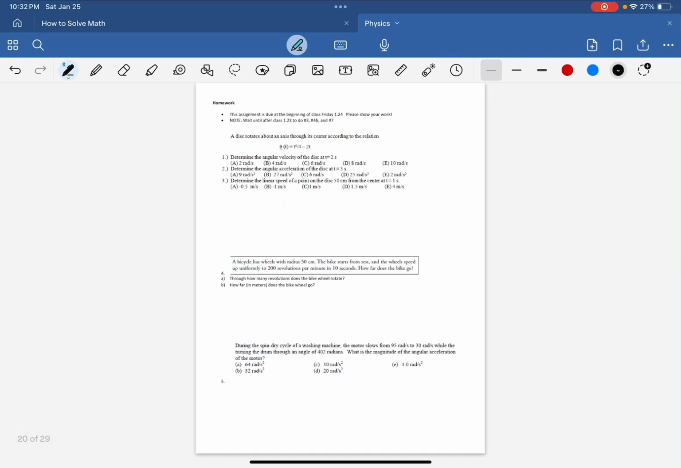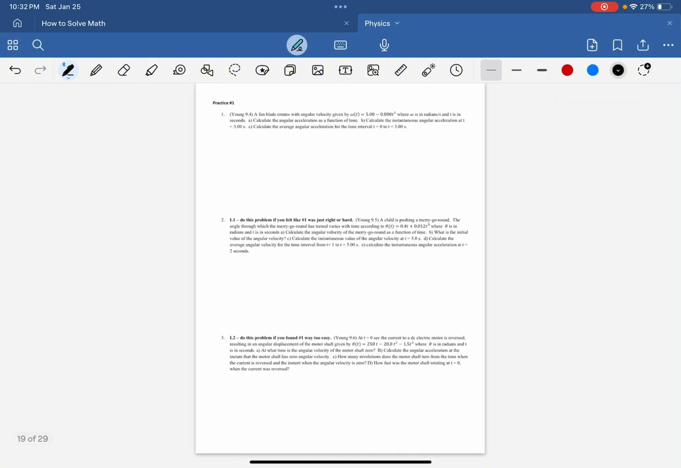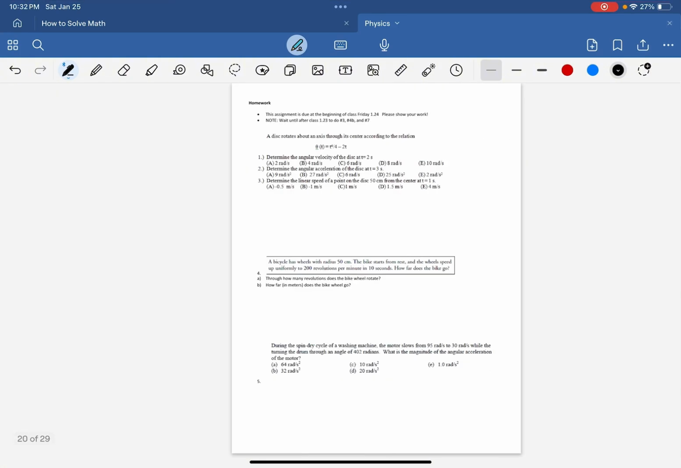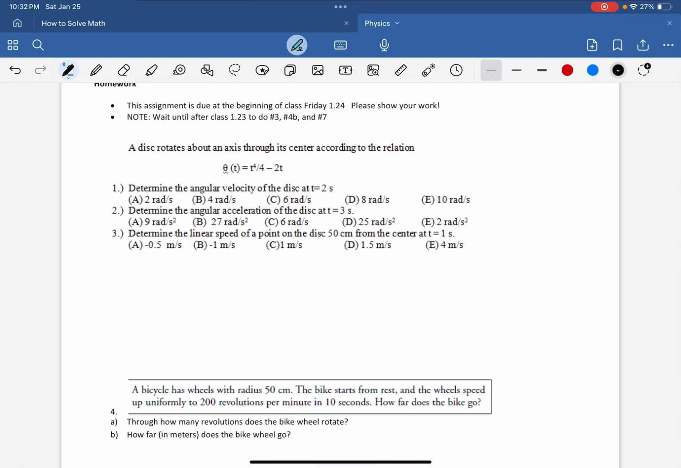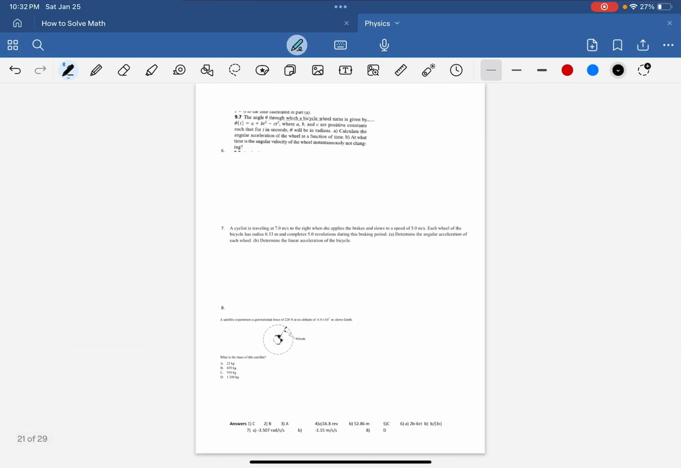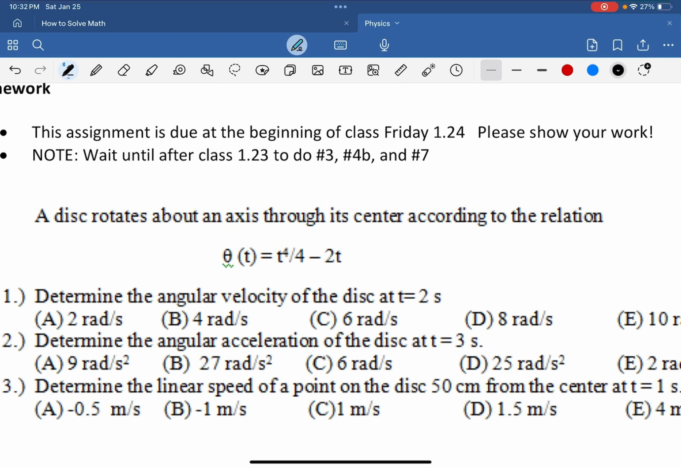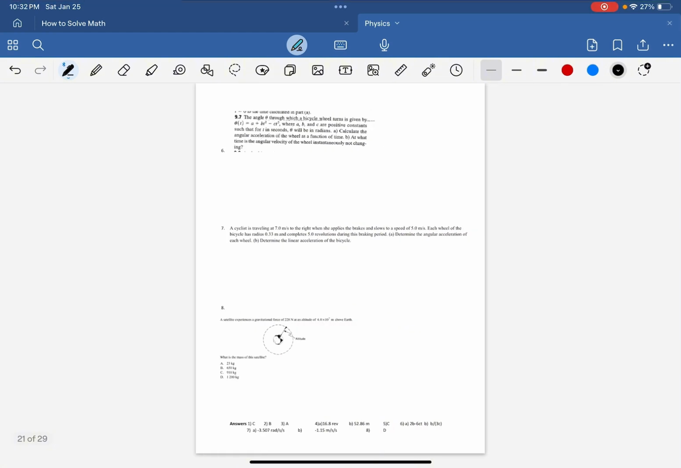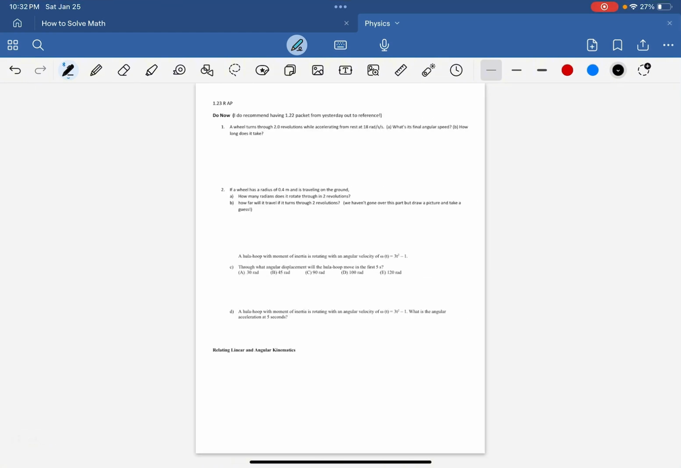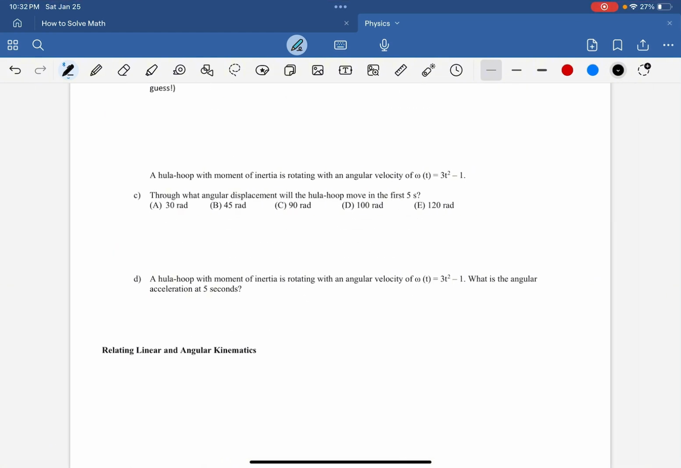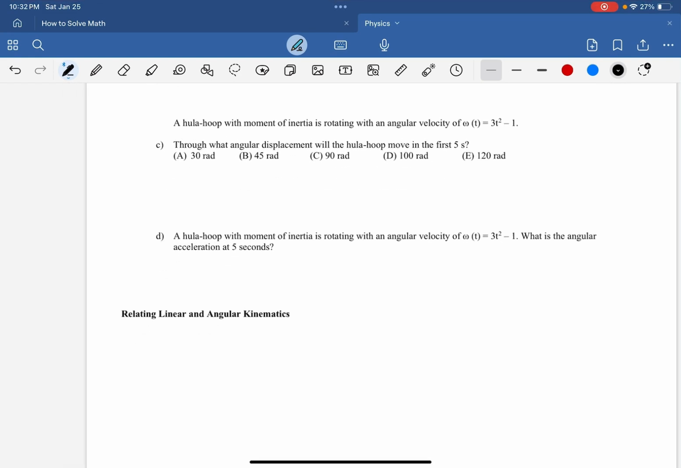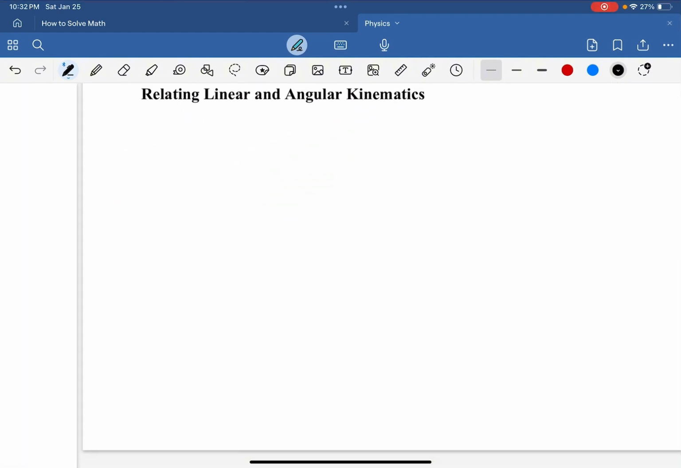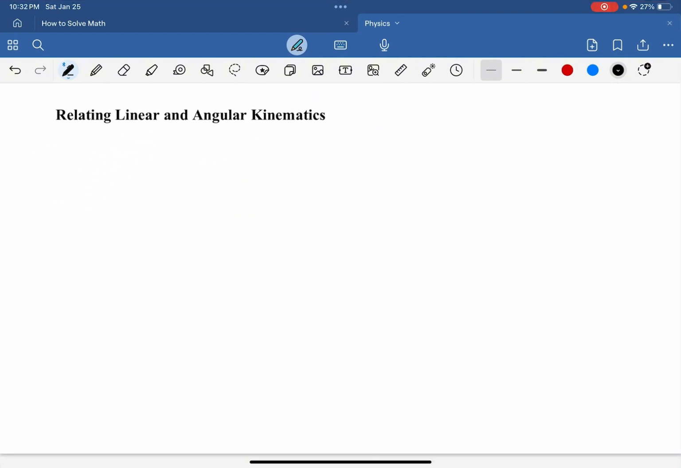Let's skip all the way over to the homework, which actually first we need to learn one thing, because there's a big note right here that says wait until after class 1.23 to do certain problems. So let's go to 1.23. All right, this paper, I think I have, yeah, I have this. Very important notes here to do. Okay, we're going to relate linear and angular kinematics.